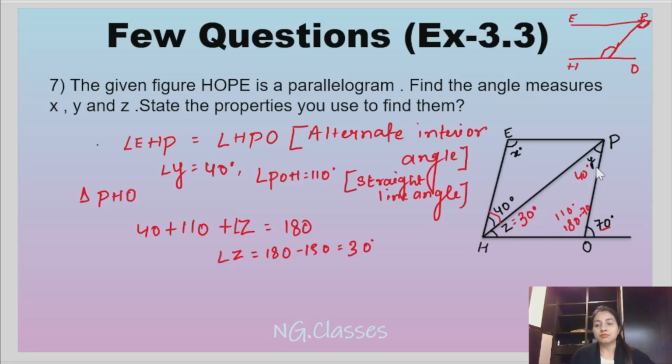Now we found Y, we found Z. Now we need to find the value of X. So here also just see these two lines are parallel, and angle Z will be the same as this angle. Again, the alternate interior angles property. So angle HPE will also be 30 degrees, from alternate interior angles.